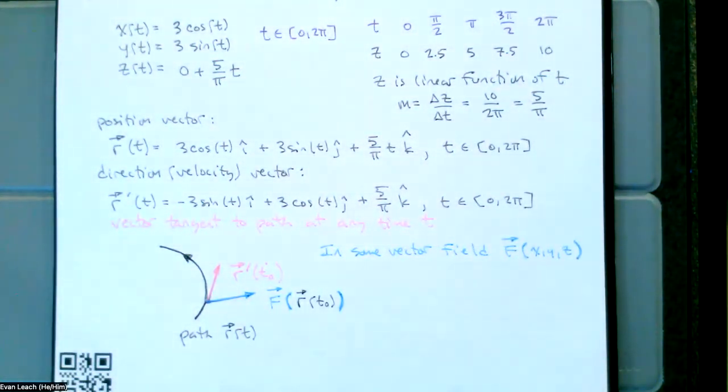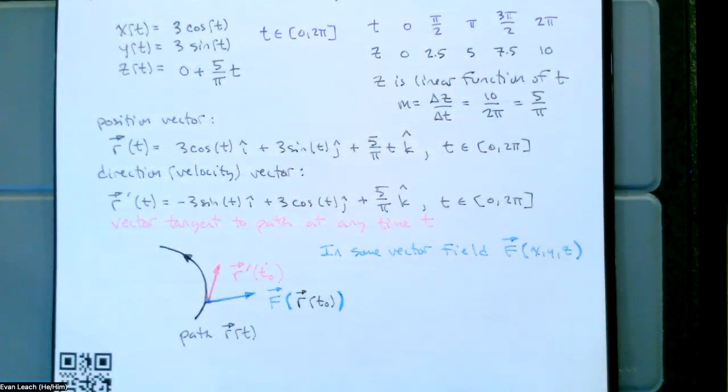At each point, we pick a t naught, evaluate the position vector to determine where we are, evaluate the velocity vector to determine where we're headed, and then we look at what's going on at that point in the vector field. So we evaluate the vector field at that point.